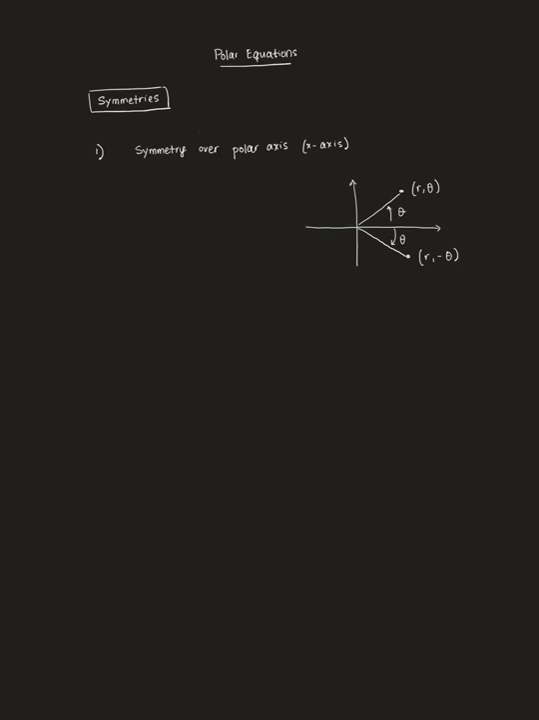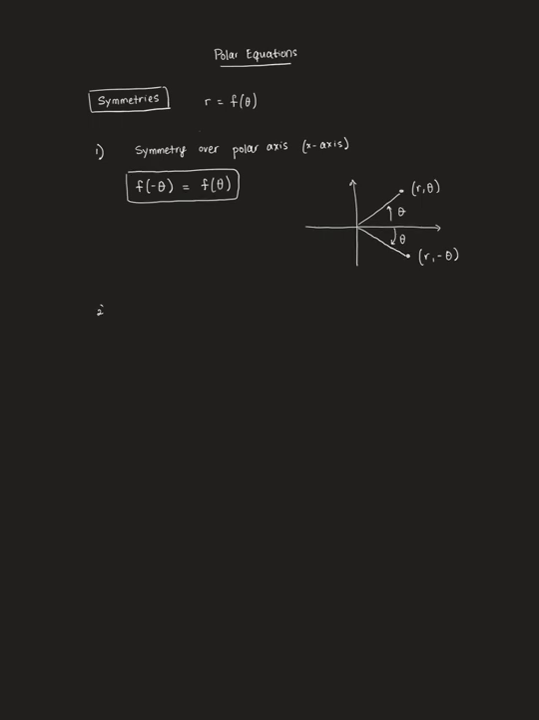Another way of saying this, let's suppose that r is a function that depends on theta. Another way of checking here would be, well then, when I put in negative theta into my function, I get the same radius as when I just put in theta. So this is how we will check symmetry over the polar axis.